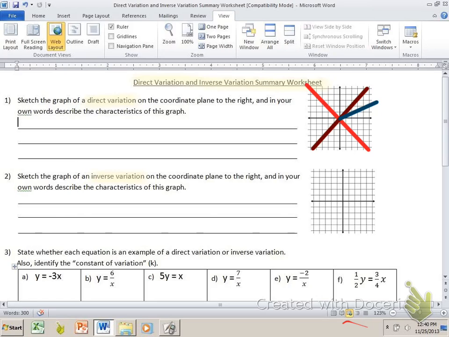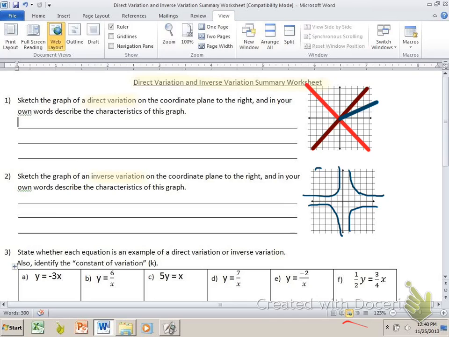Okay, now let's compare that to what an inverse variation would look like. An inverse variation does not have diagonal lines, does not have straight lines, and it doesn't touch the origin. In fact, it doesn't even touch the x and y axis. It may look like it should, but it doesn't. It could do that. It could also do this. Okay?